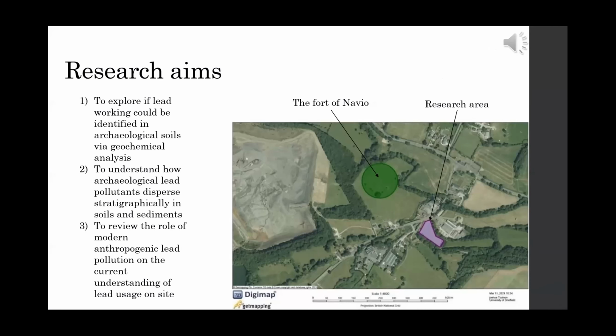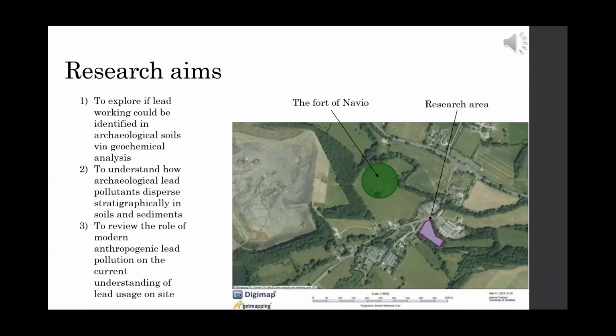My research aims when going into this project were primarily to explore if lead working could be identified in the archaeological soils and sediments that were recovered from the research area the University of Sheffield has in close proximity to the fort where Roman activity is confirmed. And to do that, I used geochemical analyses.